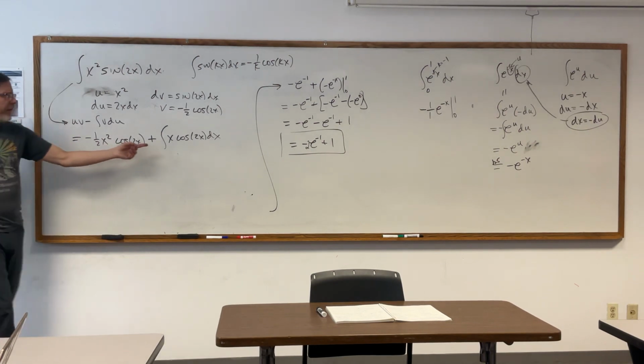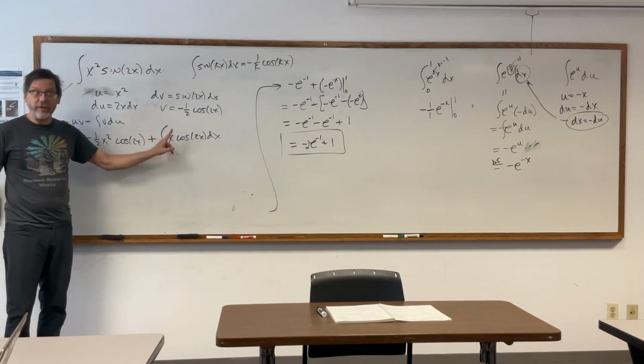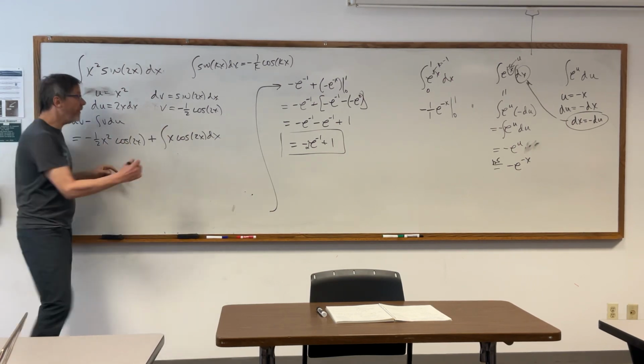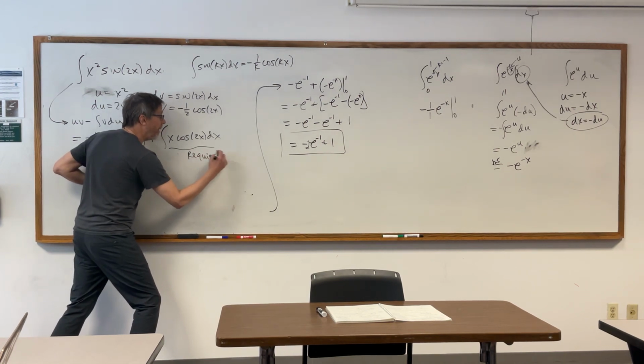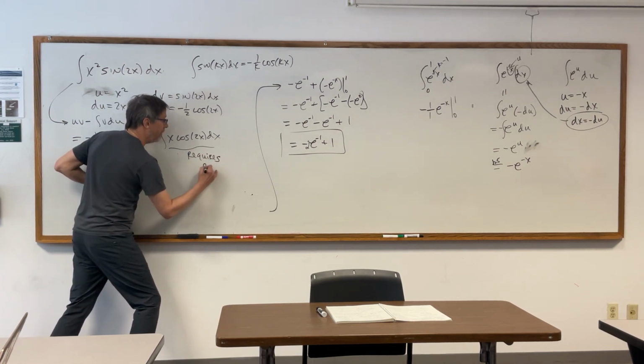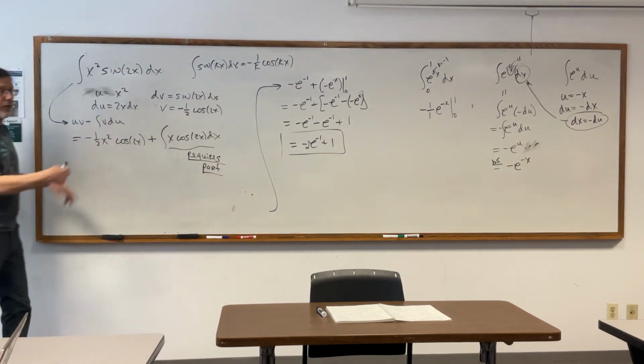How would I do this? Same thing. This is parts again, right? So to do this, it's x times cosine of 2x. This requires parts again. Do I have to do parts again? Yes, this requires parts twice.